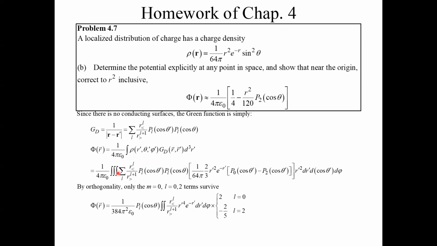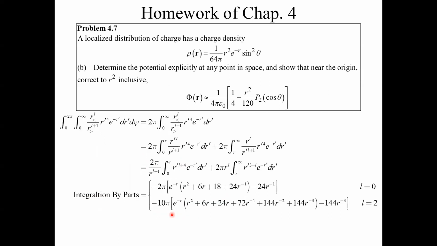So we do the volume integral here directly, and likewise with the orthogonality, only these 2 terms survive. Okay, so this is our potential, and next we will deal with r smaller and r larger. To deal with r smaller and r larger, we divide our integration into two parts, from 0 to r and from r to infinity. So we have these two integrations, and we apply our limit.